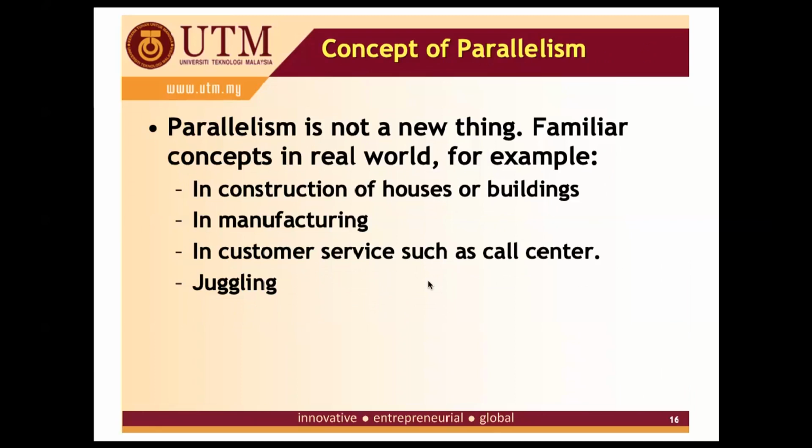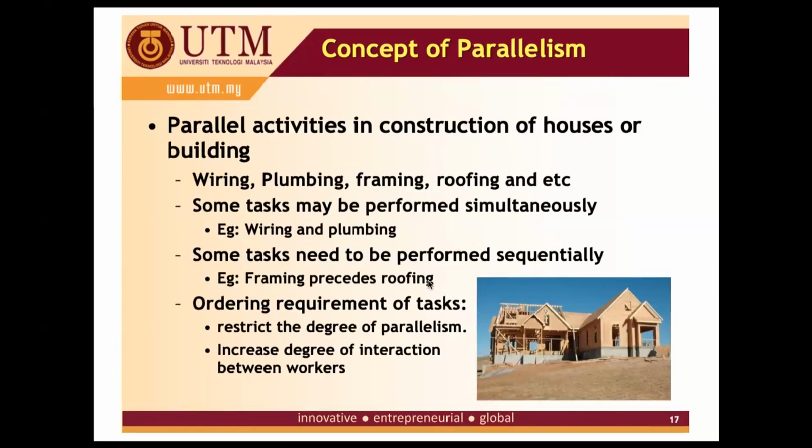It is a familiar concept in the world, for example in construction of houses or buildings, in manufacturing, in customer service such as a call center, and also juggling. Parallel activity in construction of houses or buildings, for example wiring, plumbing, framing, roofing, etc. Some tasks may be performed simultaneously, some not. Some tasks need to be performed sequentially. For example, framing precedes roofing. The ordering requirement of tasks restricts the degree of parallelism, and increases the degree of interaction between workers.